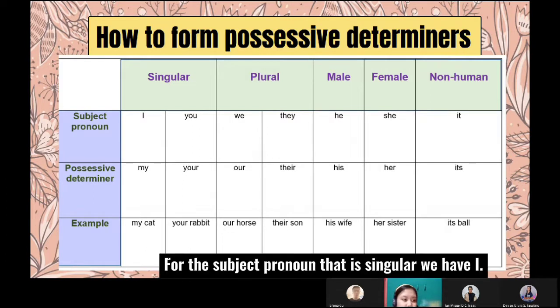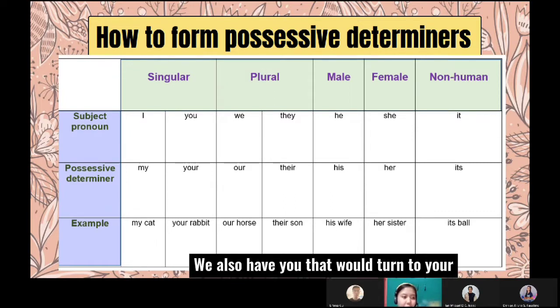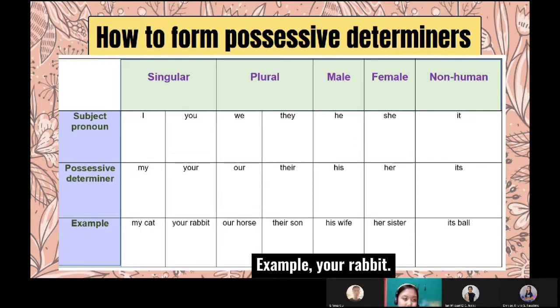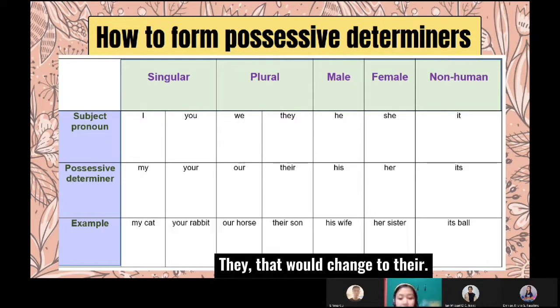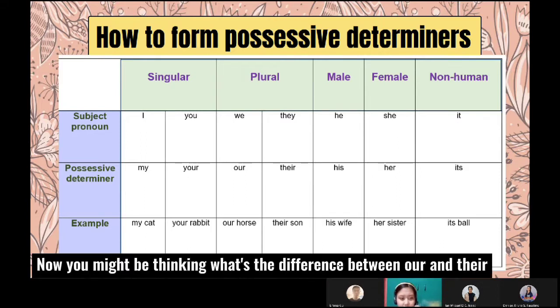Now we have singular, plural, male, female, and also non-human. So for the subject pronoun that is singular, we have I, that would change to my. An example is my cat. We also have you, that would turn to your. Example, your rabbit. Now for the plural, we have we, that would turn to our. Example, our horse. They, that would change to their. Example, their son.